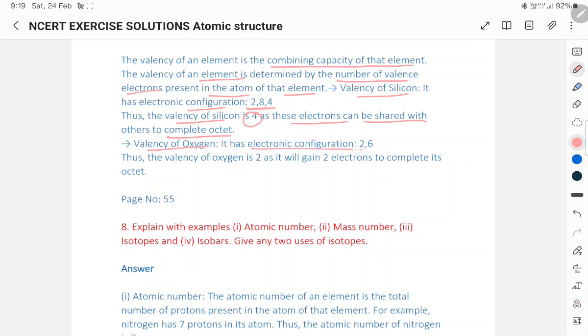Valency of oxygen: it has electronic configuration 2, 6. The valency of oxygen is 2. It will gain 2 electrons to complete its octet, right? Explain with examples: atomic number, mass number, isotope, isobar, and give 2 uses of isotopes, right? This is an important question.